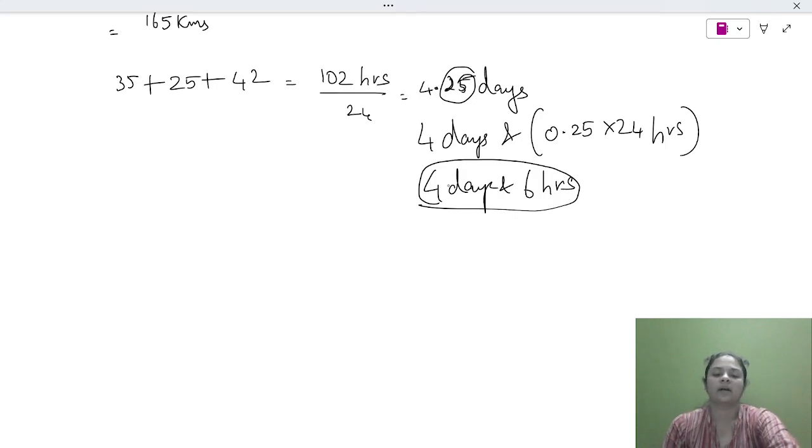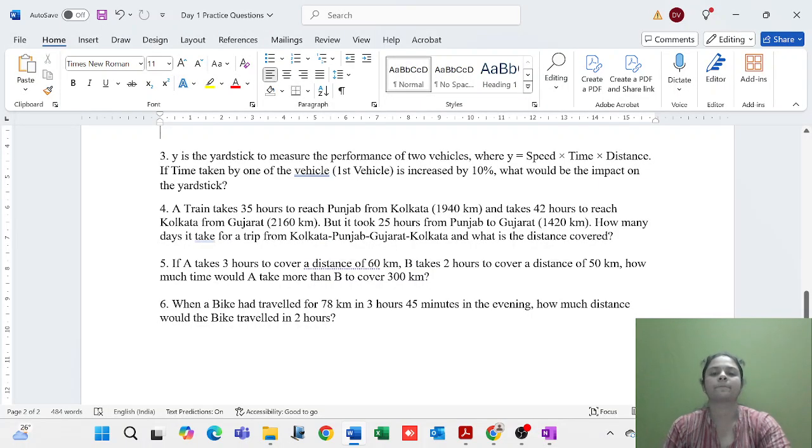Right? Got this answer? Next, question number 5. A takes 3 hours to cover a distance of 60 kilometers. B takes 2 hours to cover a distance of 50. How much time would it take for A more than B to cover 300 kilometers?